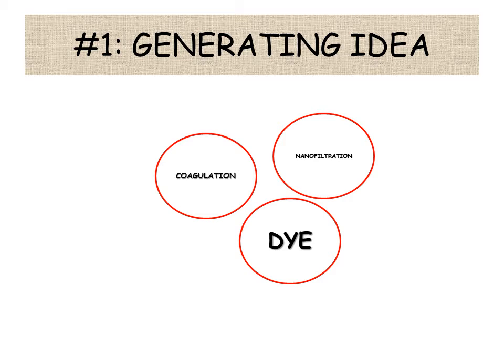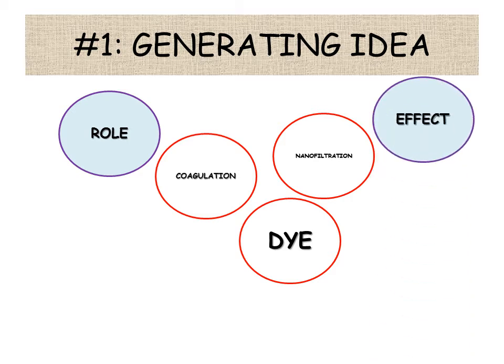After that, you think about the section. Okay. For example, the role. Role of what? Maybe role of coagulation, role of nanofiltration. Effect of dye, effect of coagulant. You think about it. This is how to generate the idea.